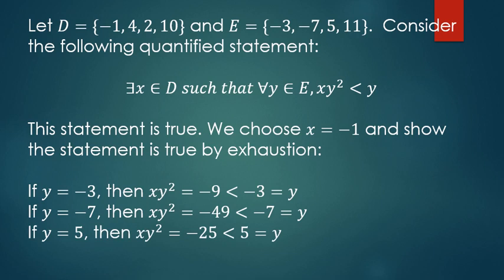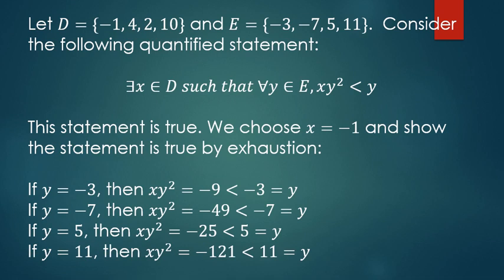X is -1 and y is 5. Xy squared then is -25, which is obviously less than +5, which is your y value. And then when y is equal to 11, xy squared is -121, and that's obviously less than +11, which was your y value. So you see that we stuck with some x value.